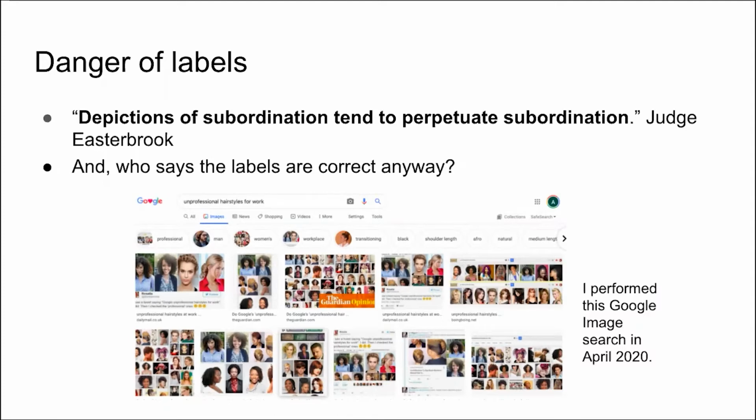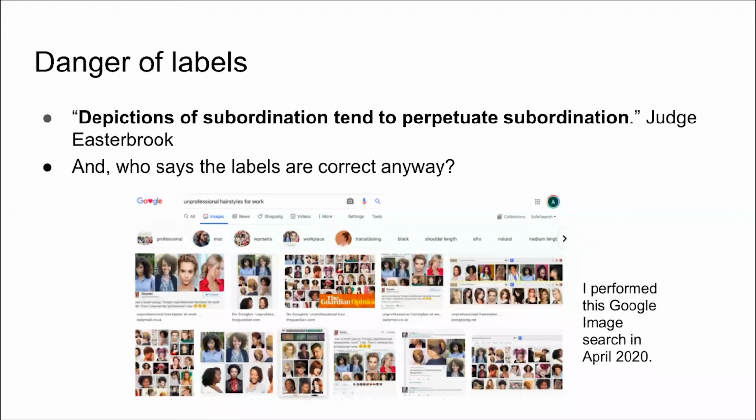So for example, I performed this Google search in April 2020, unprofessional hairstyles for work. What's really interesting here is that all of the hairstyles, or almost all of them, are for women. So this already seems to imply that only women commit this egregious breach of having unprofessional hairstyles for work. And what you will also probably notice is there are quite a few Black women relative to white women in these pictures, right? Whereas if I had Googled something else, I might not quite see the same racial balance. In fact, this has been written in the past. At one point, it was only Black women or Black people appearing in these Google search results.